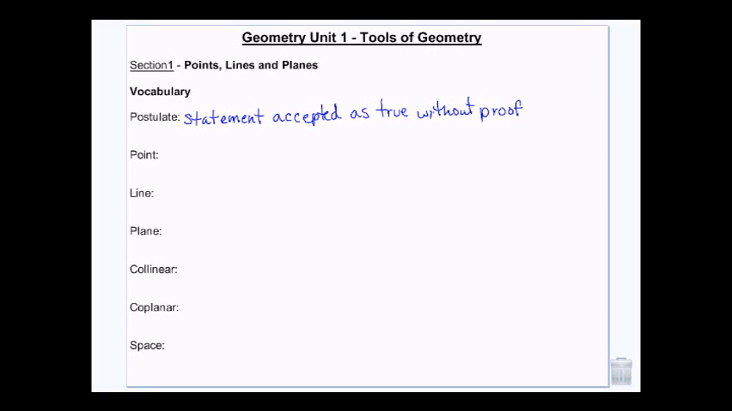Geometry is a very heavily vocabulary intensive math. We have a lot of definitions, we have a lot of theories, we have a lot of postulates. A postulate is what I like to call a no-brainer. It's a statement that is accepted as true without proof. We don't have to prove it.